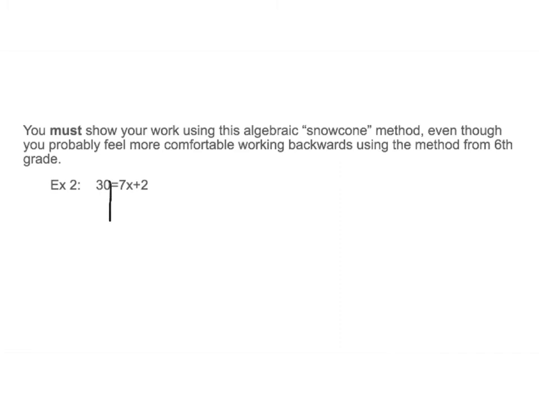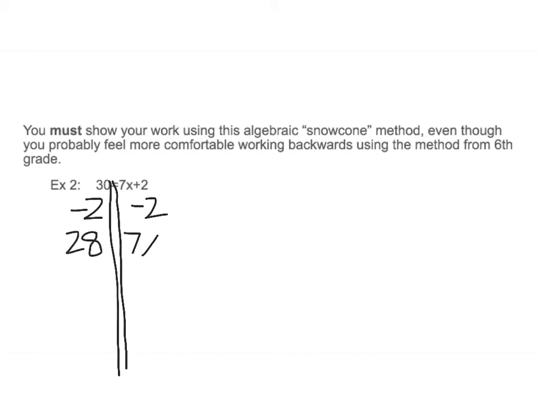Okay, let's do it. So start by drawing 2 long lines to show that equals, and then work backwards to get that x by itself. So you should start by doing a -2 on both sides. So you have 28 equals 7x, and then we're going to divide by 7 to get x equals 4.